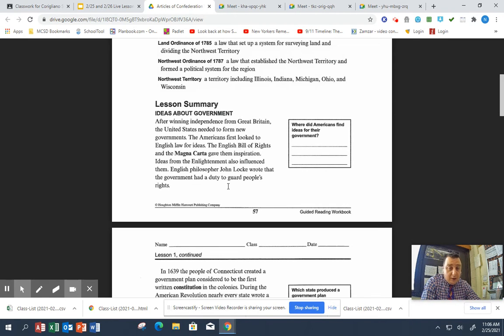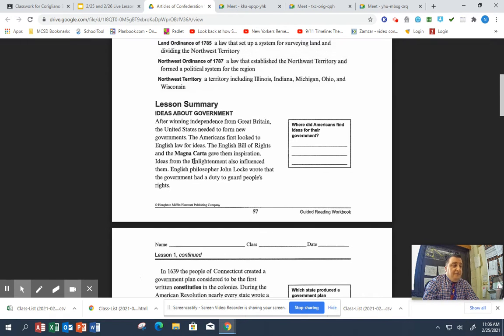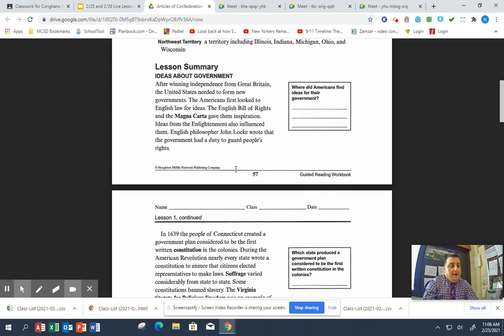That's what they felt like Parliament did. So they took their ideas of limiting the power of the king and they put that into the Articles of Confederation. And we're going to really see how they did that. But a lot of the ideas that they had about government came from the English Bill of Rights and the Magna Carta, and a little bit came from the Enlightenment also.